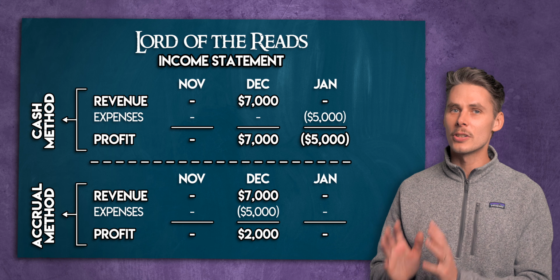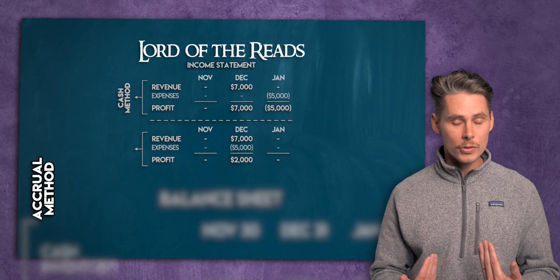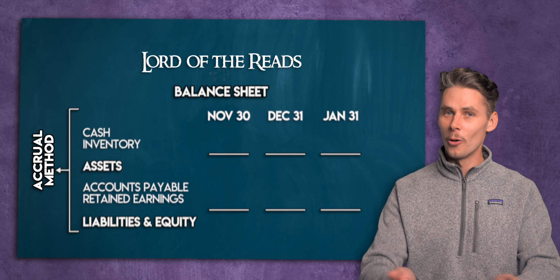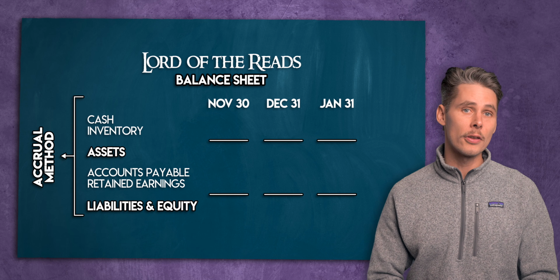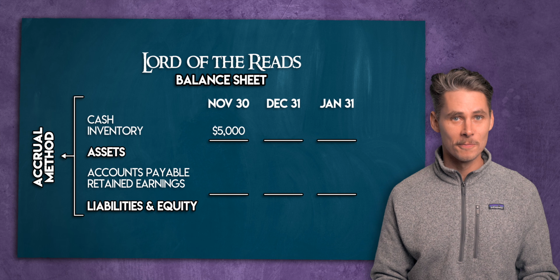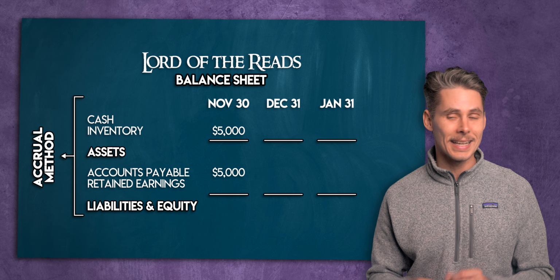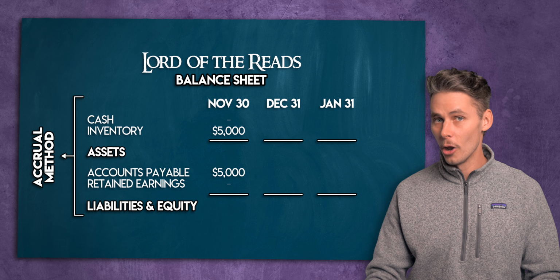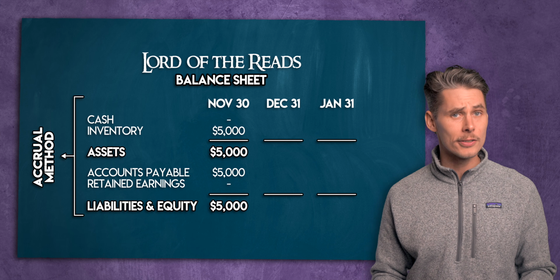But the accrual method doesn't stop at the income statement. It also tracks what the business owns and what it owes on the balance sheet. Back in November, when those books arrived, the accrual method recorded $5,000 of inventory as an asset. And because we haven't paid for them yet, it also recorded $5,000 in accounts payable, a liability. The balance sheet is balanced before we've even made a sale.